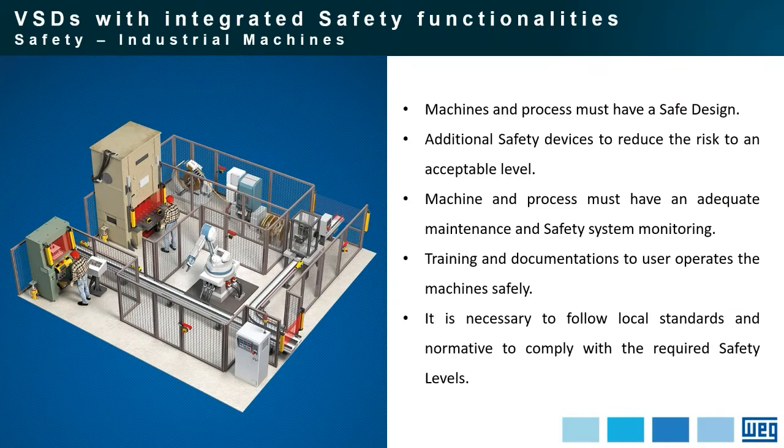Additionally, the machines and process must have an adequate maintenance and safety system monitoring. This safety system monitoring will warn in case of any problem, to stop the machine in time. Additionally, training and documentation for the user to operate the machine safely are required. And in the end, but also very important, it's necessary to follow all the local standards and normatives to comply with the required safety level.